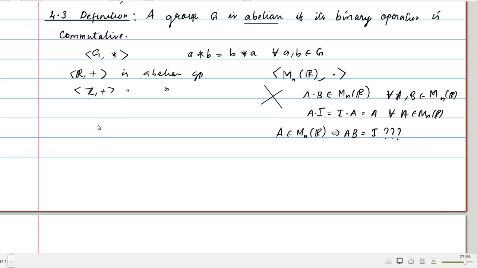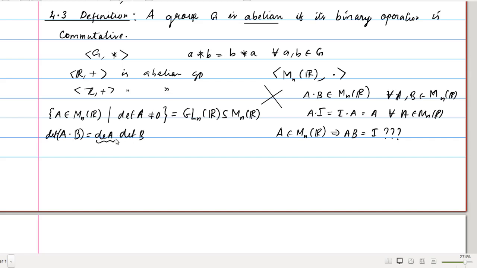But if you collect some elements of this, if we choose a set of A with the property that A belongs to M_n(R) such that determinant of A is not equal to 0, this is the set of all non-singular matrices. Non-singular matrix means a matrix whose determinant is not equal to 0, and this is denoted by the symbol GL_n(R). That means GL_n(R) is a subset of M_n(R) consisting of the non-singular matrices. If this is the case, we know that determinant of AB is equal to determinant of A into determinant of B. If determinant of A is not equal to 0 and determinant of B is not equal to 0, then the product is not equal to 0.